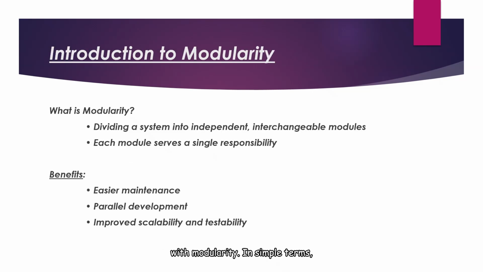Let's begin with modularity. In simple terms, modularity is about breaking a complex system into smaller, manageable independent modules. Each module should focus on a specific functionality, like a well-defined piece of a puzzle. This makes development faster because different teams can work on different modules at the same time. It simplifies debugging because issues are isolated within a module. And when you need to scale, you can scale parts of the system individually rather than scaling the entire monolith. Ultimately, modularity brings clarity, agility, and robustness to your system design.